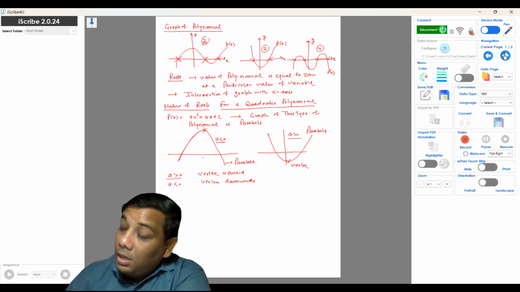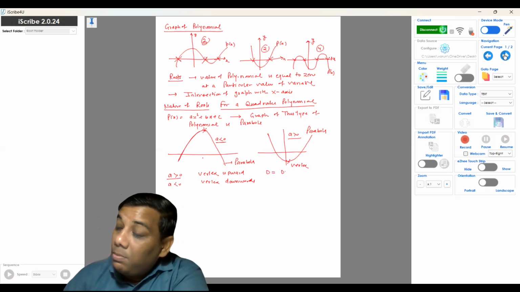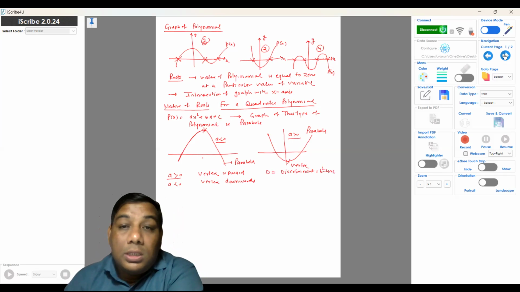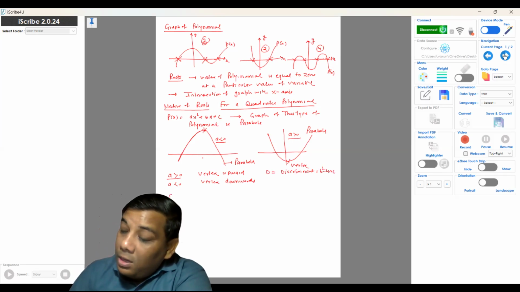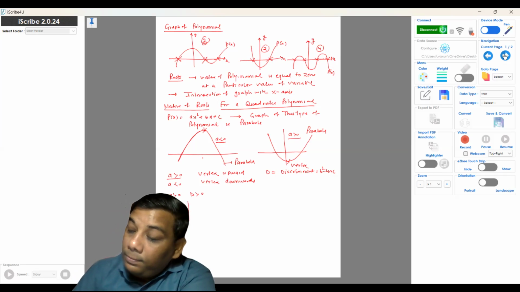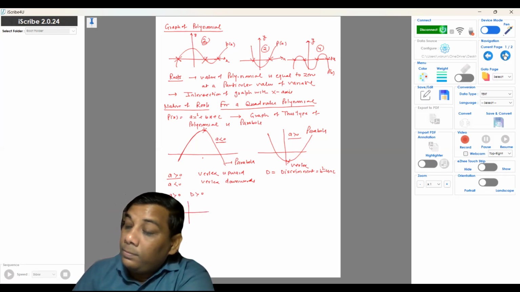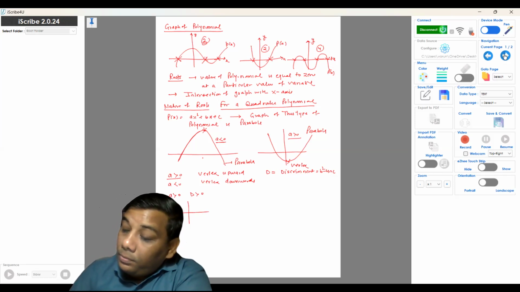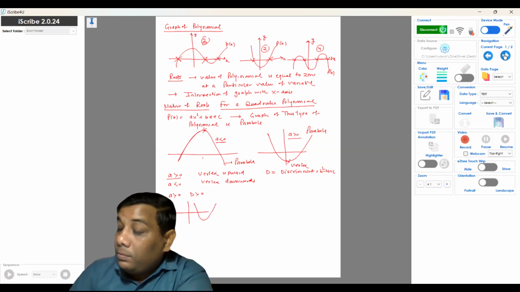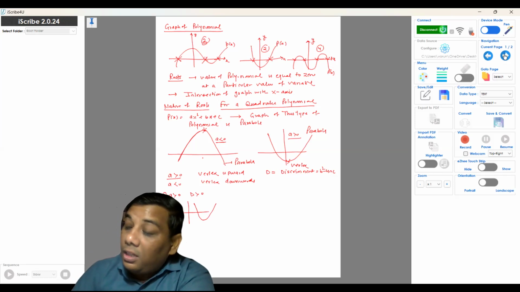Second thing, D. D is known as the discriminant and is given by b square minus 4ac. Now, two things are there. If a is greater than 0 and D is greater than 0, now, three situations are there. First, a greater than 0, D greater than 0, then two roots.